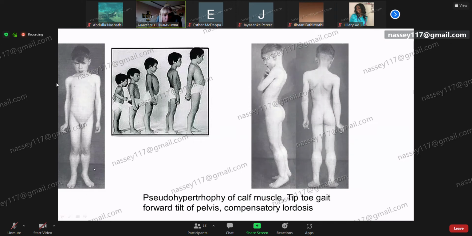In this photo you will see hypertrophy of the calf muscle, and atrophy of the proximal muscles. I hope you've seen it. Then, standing on the toes, compensatory lordosis. If we look at the distal and the proximal parts, of course, the calf muscle seems much larger than the proximal muscle groups.